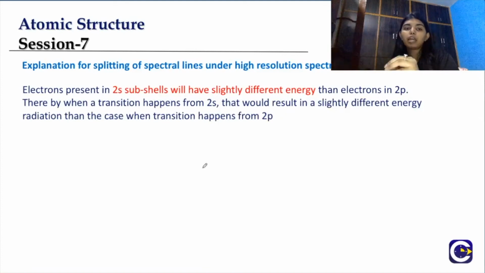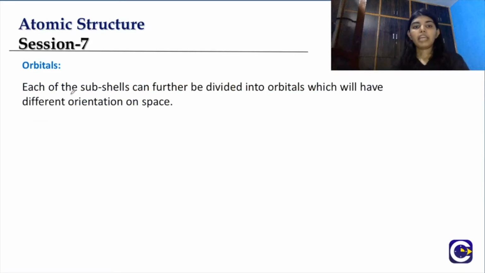Sommerfeld theory was able to explain why those extra lines were coming, because n equals 2 was also associated with subshells of different energy, and transitions from different subshells will lead to different spectral lines. Now, each of the subshells can further be divided into orbitals.